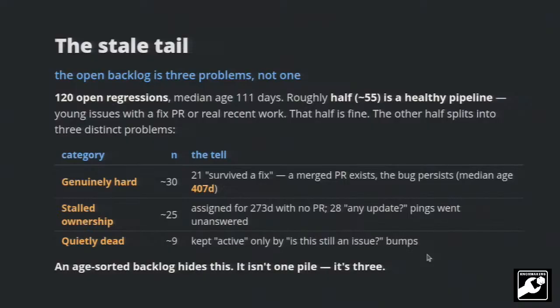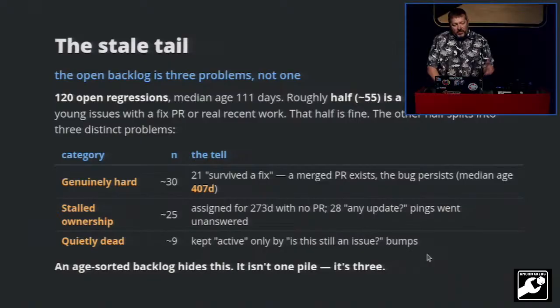And then there's kind of the quietly dead, which I think is mostly a matter of just pruning. So yeah, if we take the ones that are in this stale tail, it's not one bucket of things, it's really three.